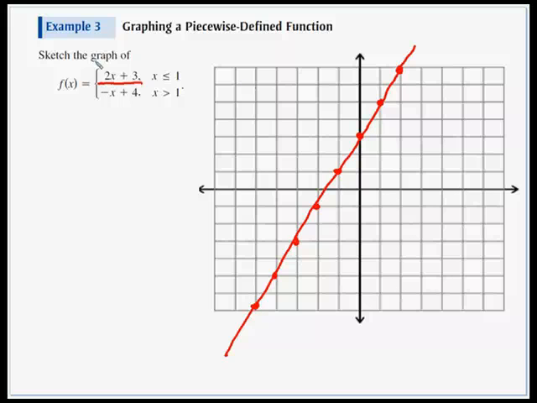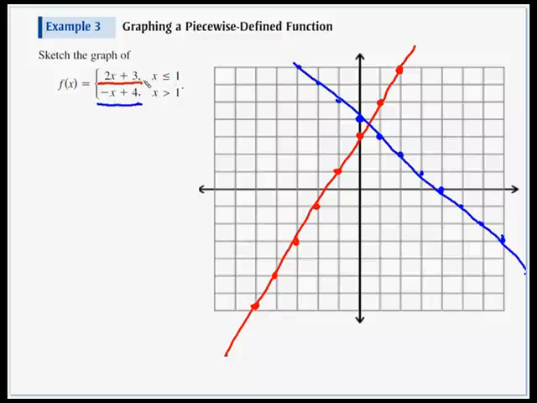Now I'm going to switch over to blue for the lower piece. Negative x plus 4. Well, that has a y-intercept of 4. 1, 2, 3, 4. And its slope is negative 1. Down 1 over 1. Down 1 over 1. Down 1 over 1. We're just going to go kitty corner through these boxes. Okay, so here is the function, two separate lines graphed.